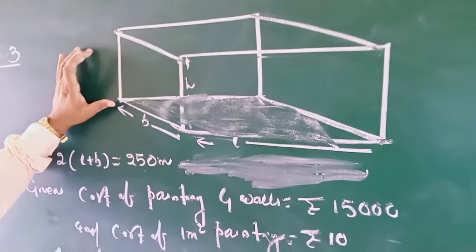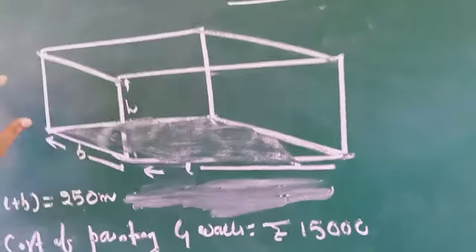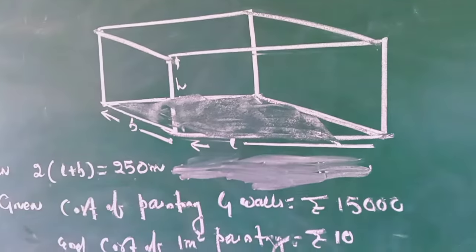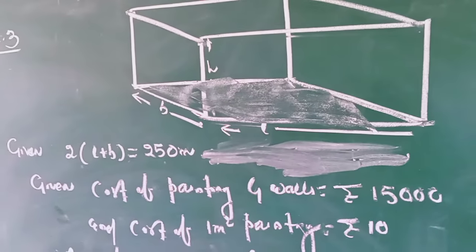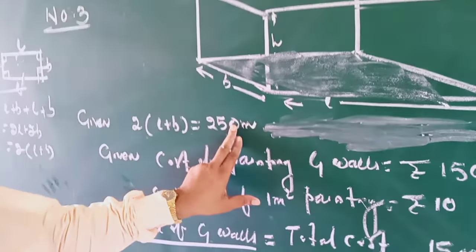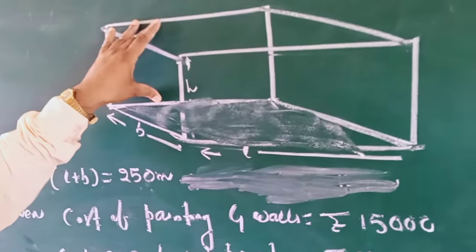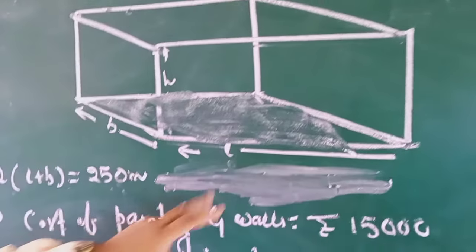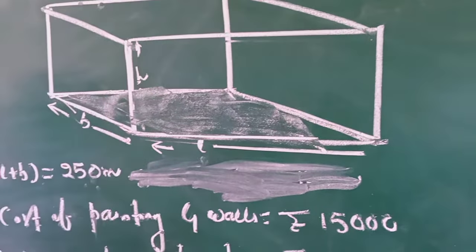...which should be painted, and the perimeter of the floor is given as 250 meter. So a hall is just like a cuboid. Length is, this is the length, this is the breadth, and this is the height.